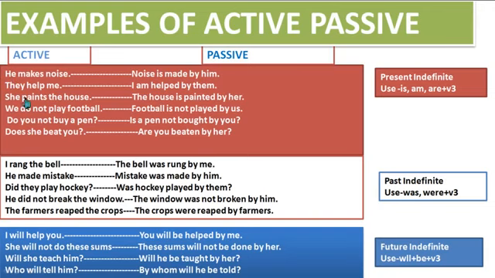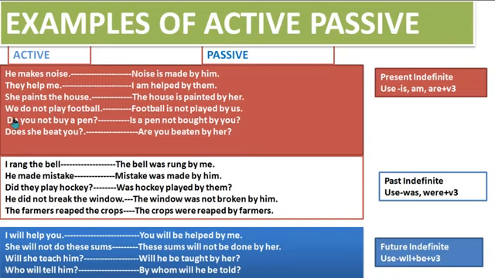And the second sentence is, they help me. Me is changed into I, am is used with the I, and the third form is helped, by, they is changed into them. And next sentence is, she paints the house. The house is, third form of paint is painted, by, and the she is changed into her.